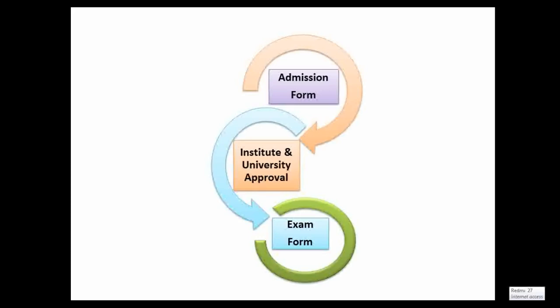Basically this process is divided into 3 steps. First step is admission form filling. You have to do it from the student login, which we have already completed. Next, whatever forms are filled in the student login, all these admission forms must get approved by the respective institute and the university. Then only the exam form link at the student login will be activated. So today we will see how we can fill the exam form at the student login. So let's start with the demo.